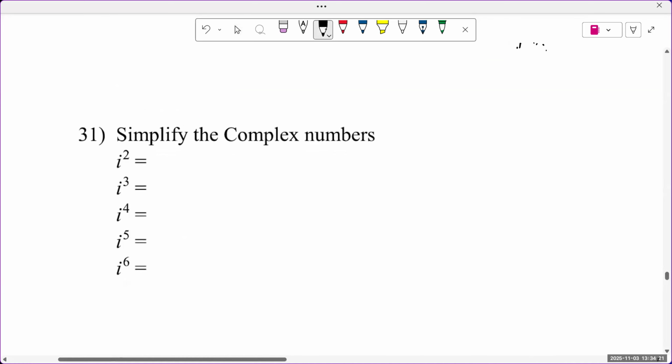Simplify the complex numbers. I squared is -1. I cubed is -I. I to the 4th is 1. I to the 5th is I. I to the 6th is -1.